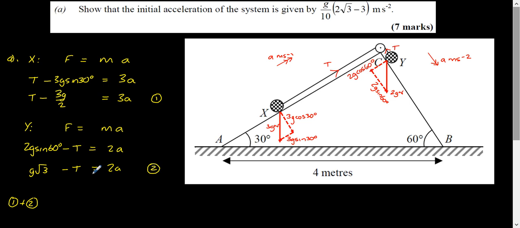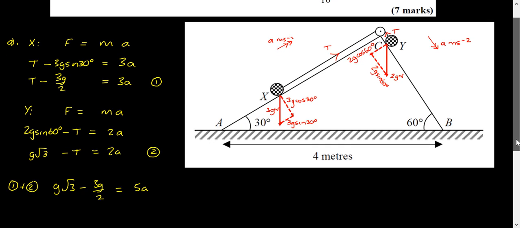And adding the two equations will eliminate T from our equation altogether, thereby leaving us with a in terms of g. So we have minus 3g over 2 plus g root 3, g root 3 minus the 3g over 2, equals 3a plus 2a, which is 5a.